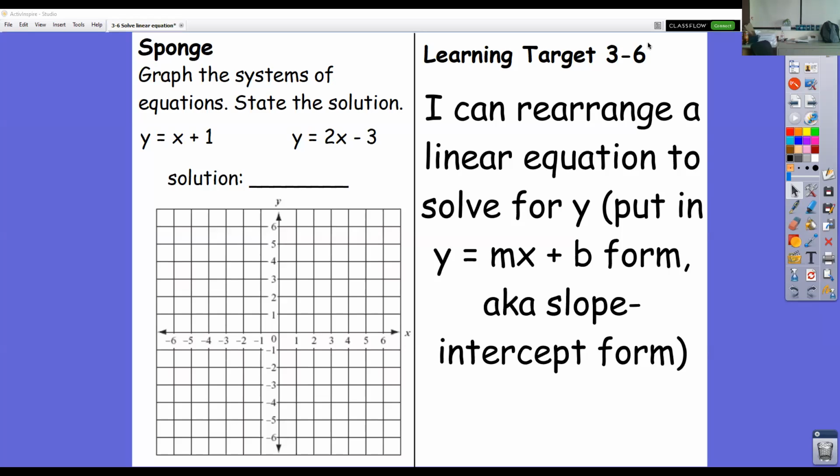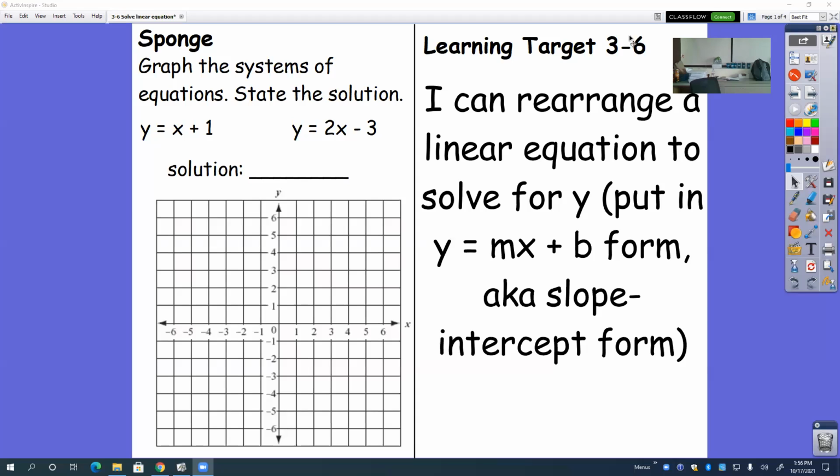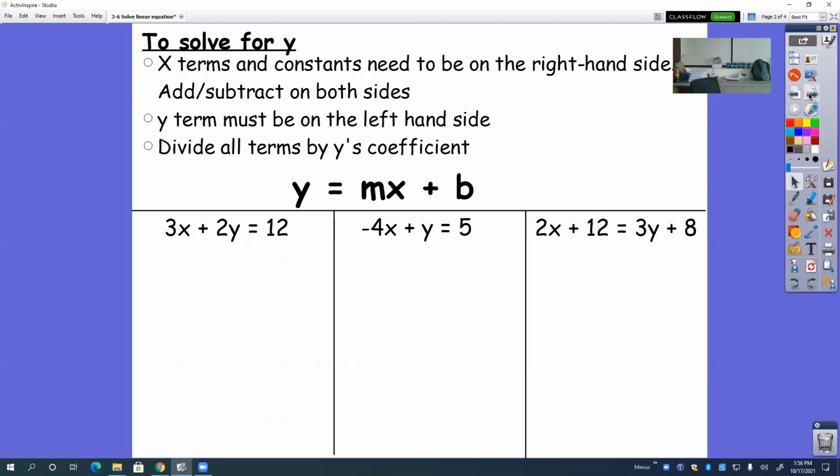Chapter 3, Lesson 6, rearranging linear equations to solve for y. So that means that we're putting them into y equals mx plus b form, aka slope-intercept form. To solve for y, x terms and constants need to be on the right-hand side.